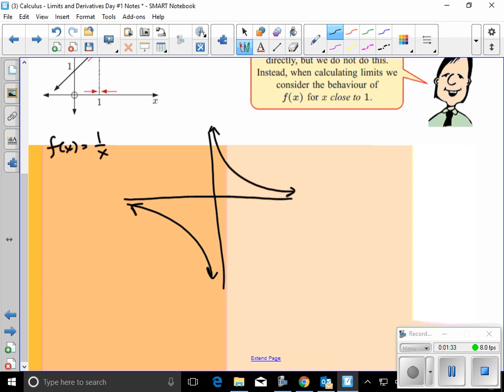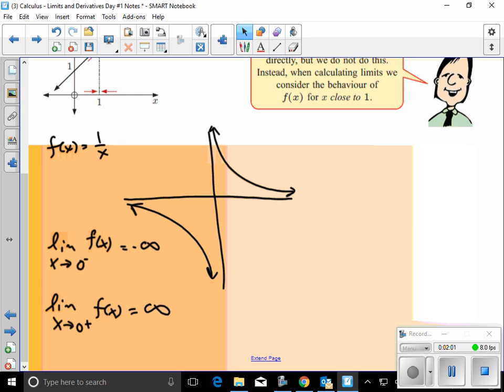This limit does not exist. The limit of f as x approaches 0 from the left equals negative infinity, and the limit as x approaches 0 from the right of f of x equals positive infinity. And because they don't agree, we get a problem. There are a couple other situations where you might be fooled into thinking that a limit doesn't exist, but it actually does, and it just needs some algebraic manipulation.